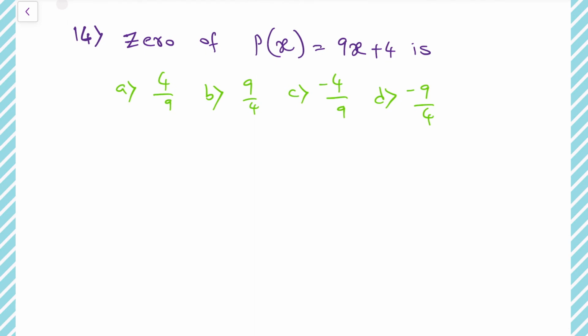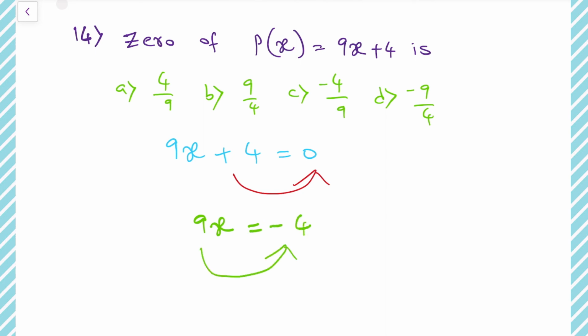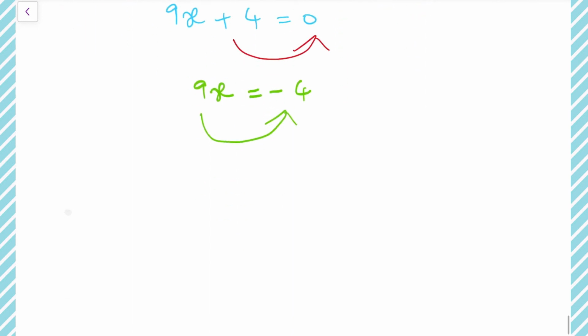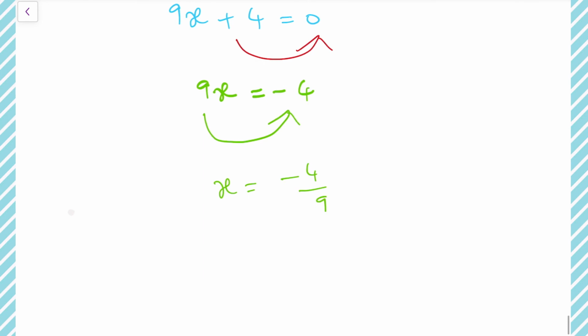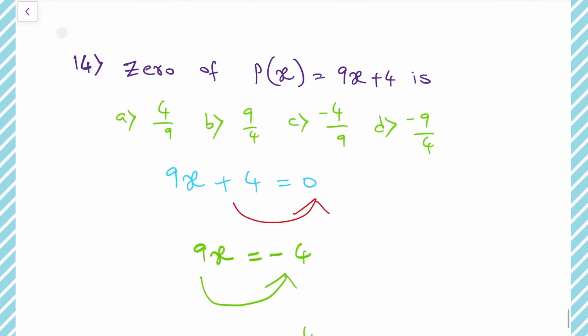Zero of the polynomial p of x is equal to 9x plus 4. Whenever they are asking for a zero of a linear polynomial, first make it equal to 0. Then find out the x value. Plus 4, take to the other side, it becomes minus 4. So 9x is equal to minus 4. 9x, 9 into x. So take 9 also to the right side, it becomes a division. So x is equal to minus 4 divided by 9. Minus 4 divided by 9 means option C.